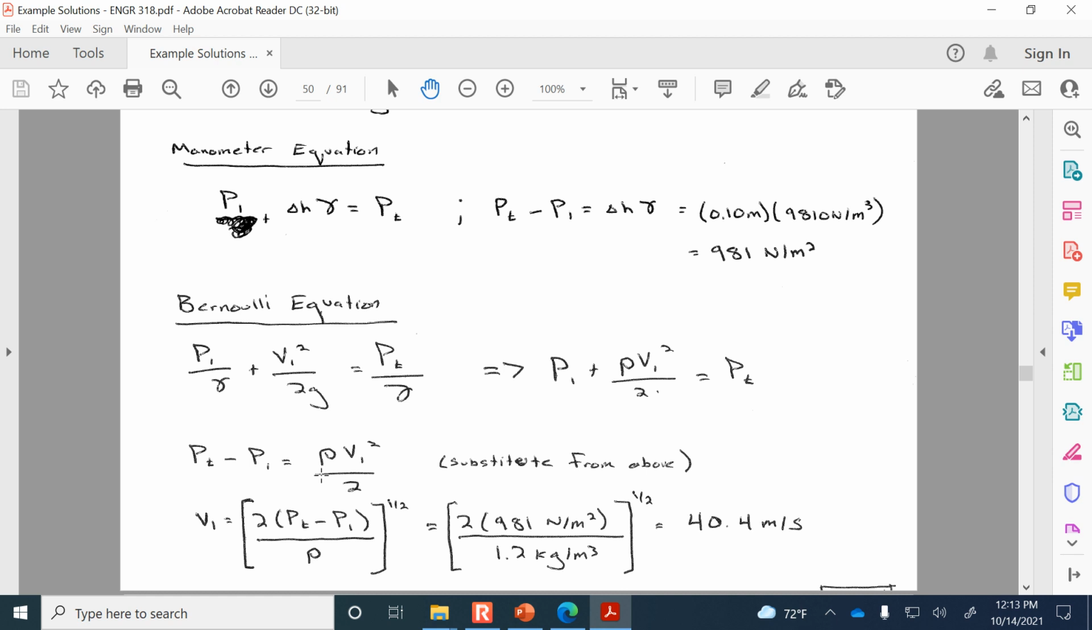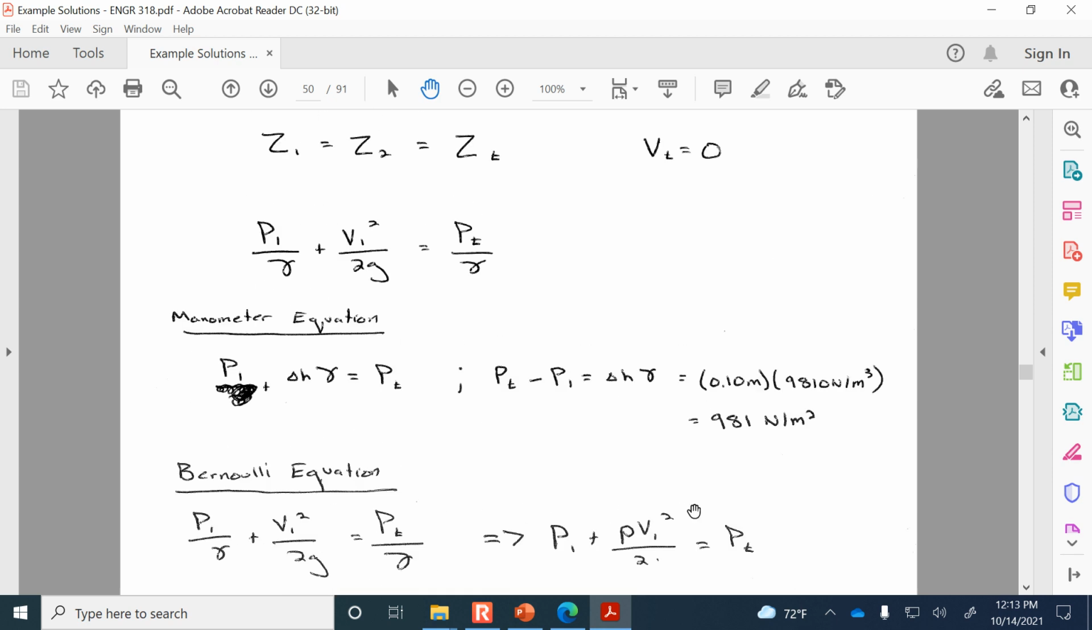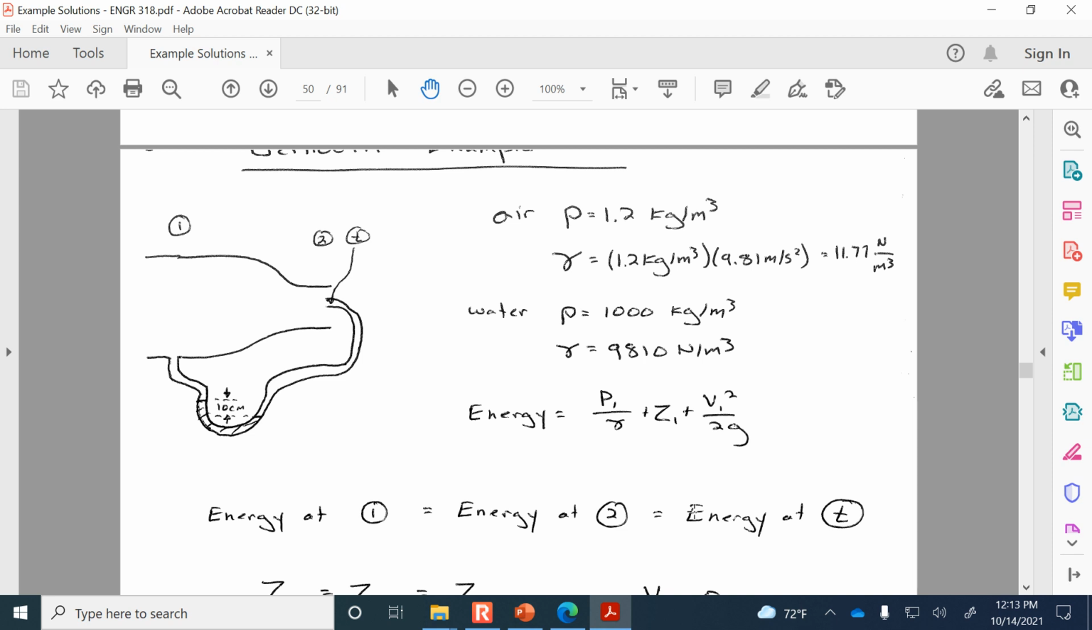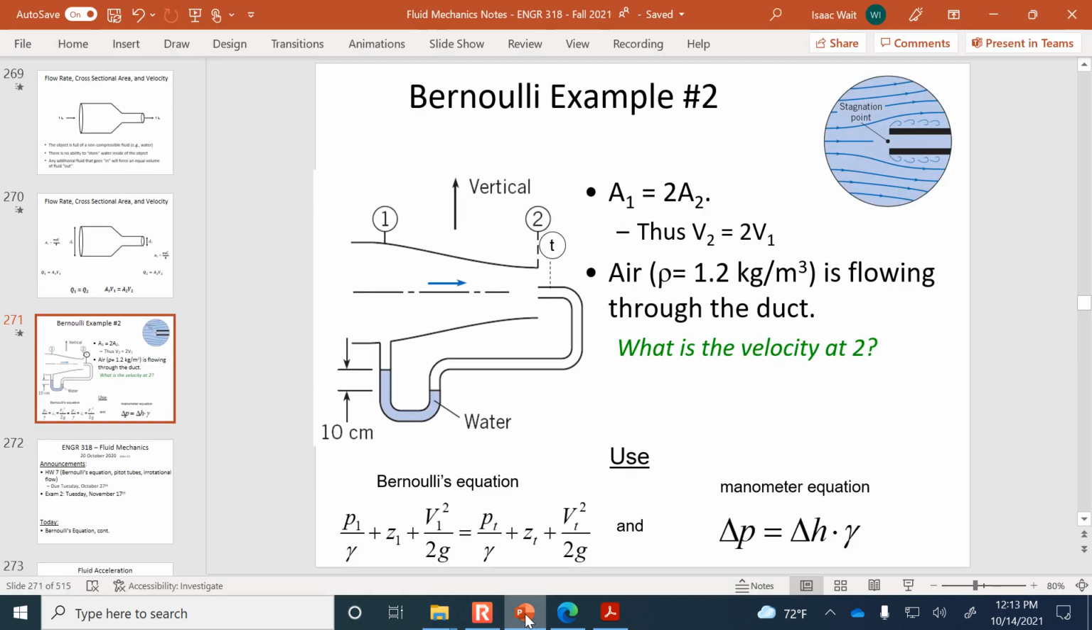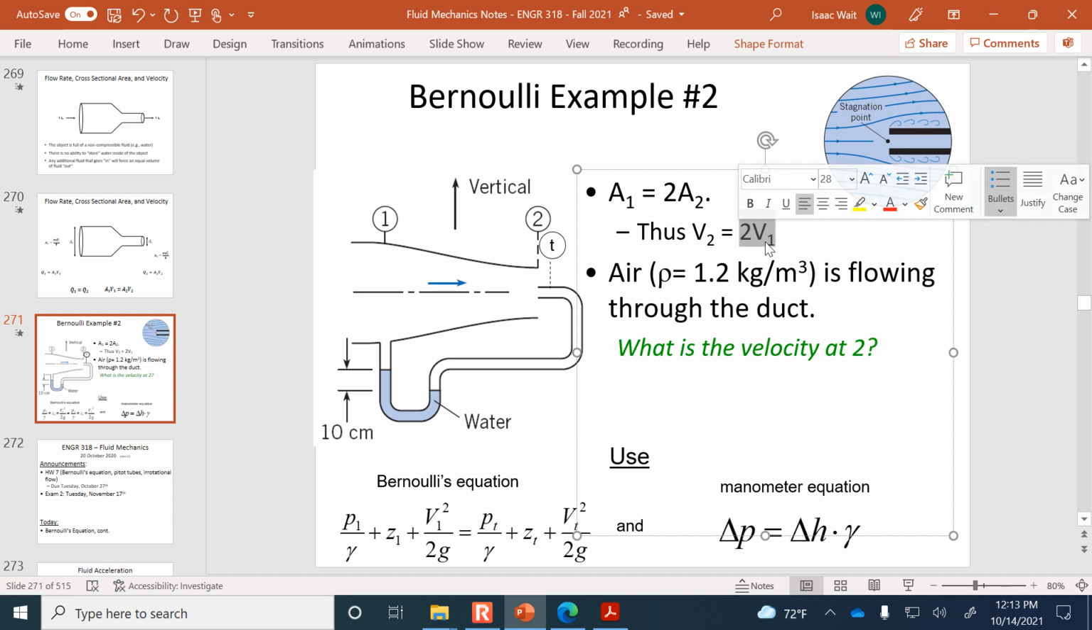By the way, now that we know V1, we could find V2 because it's known that V2 is double V1. That was one of the initial givens.